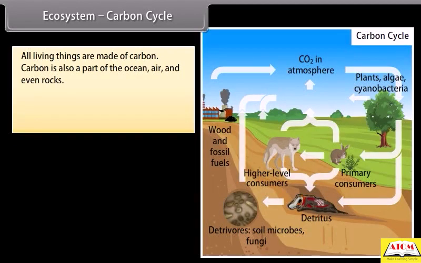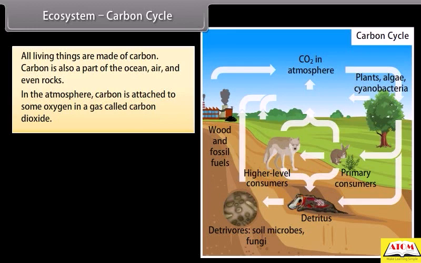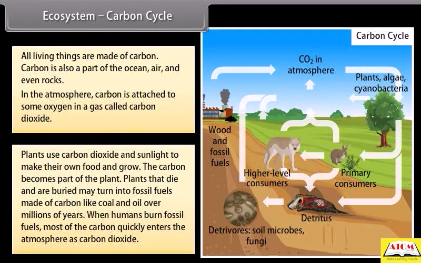Ecosystem. Carbon cycle. All living things are made of carbon. Carbon is also a part of the ocean, air, and even rocks. In the atmosphere, carbon is attached to some oxygen in a gas called carbon dioxide. Plants use carbon dioxide and sunlight to make their own food and grow. The carbon becomes part of the plant. Plants that die and are buried may turn into fossil fuels made of carbon, like coal and oil, over millions of years. When humans burn fossil fuels, most of the carbon quickly enters the atmosphere as carbon dioxide.